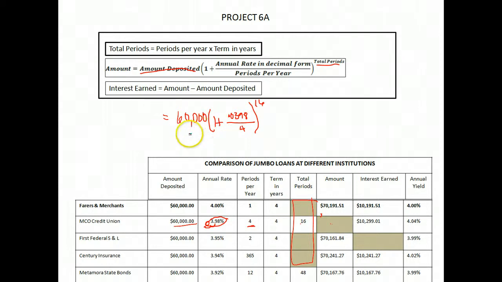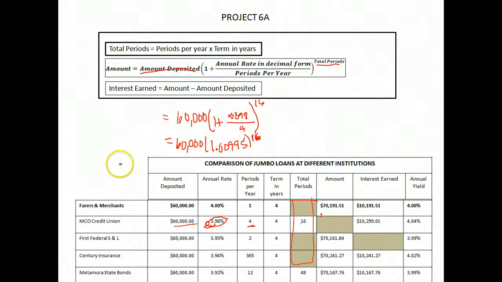Okay, and then add 1 to that. So we did our division and then added 1. So now you should have 60,000 times 1.00995 to the 16th power. Now, order of operations tells us we need to do this 16th power first and then multiply by 60,000.